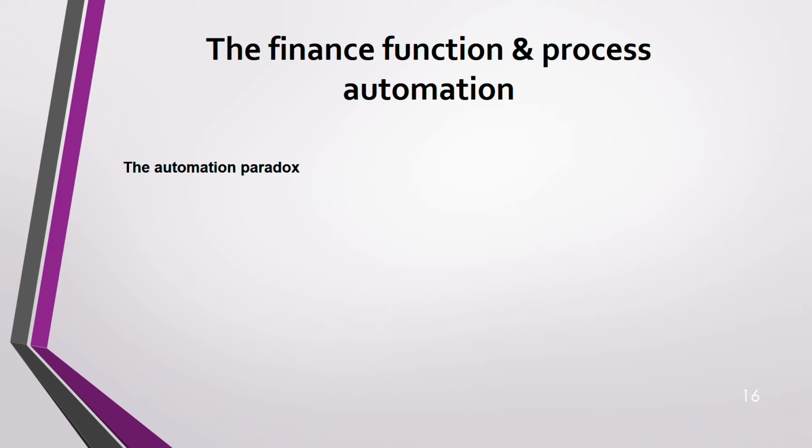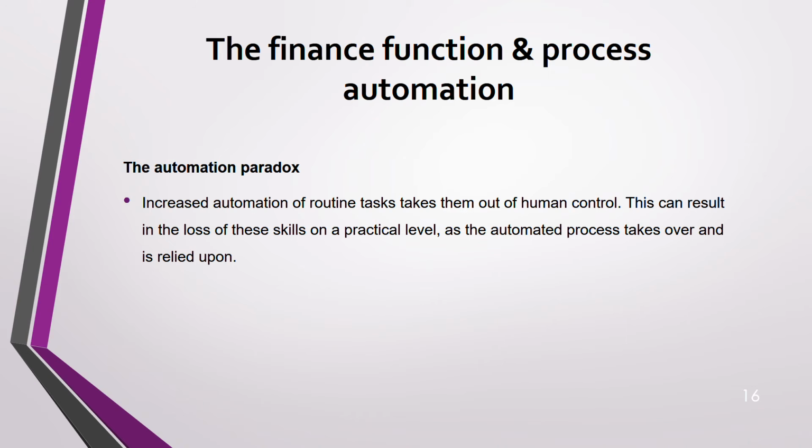Now we have talked about the good things, the advantages of automation, but remember there are paradoxes. We should not let it go. Number one, increased automation means routine tasks are out of human control. But because it is out of human control, you are entirely reliant on that automated process. What if it goes wrong? What if it goes wrong? It can go wrong.